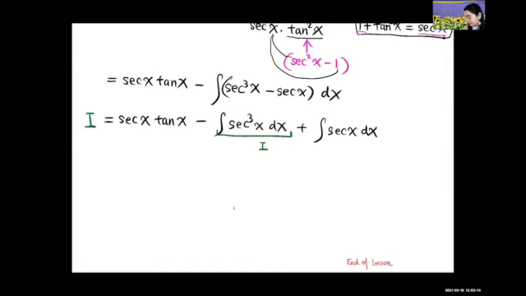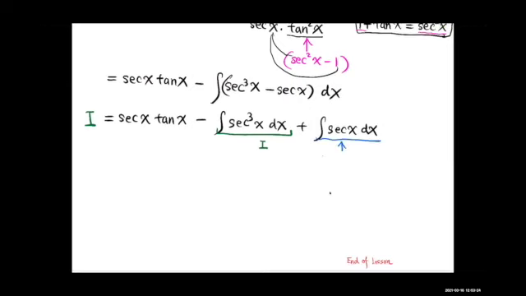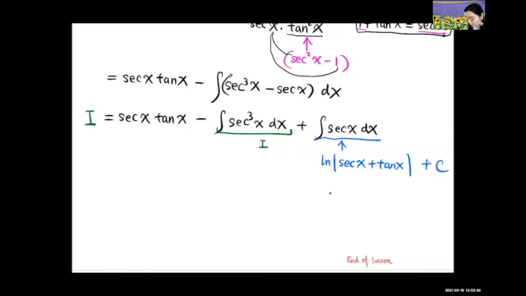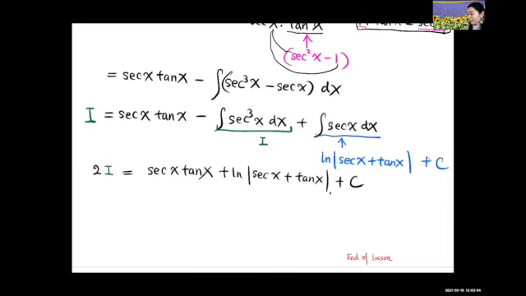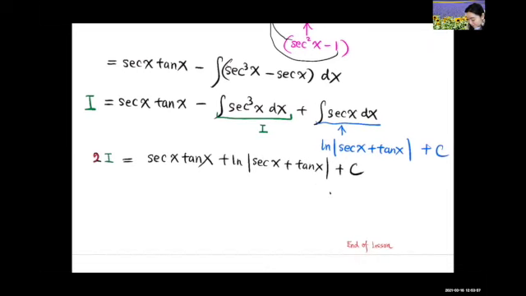And we know this. The integral of secant x is ln of the absolute value of secant x plus tangent x, plus c. So we can solve for this integral. We get 2 times the integral equal to secant x tangent x plus ln of secant x plus tangent x plus c. Now we can divide both sides by 2. Finally, we got the result.